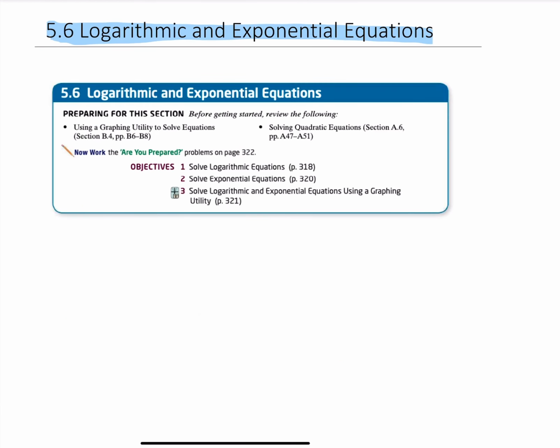All right, this was a shorter section. We were just practicing solving some complex, or I should say complicated, logarithmic and exponential equations. There were some additional ones using a graphing utility from the textbook, but I wanted to just focus on more analytical methods.